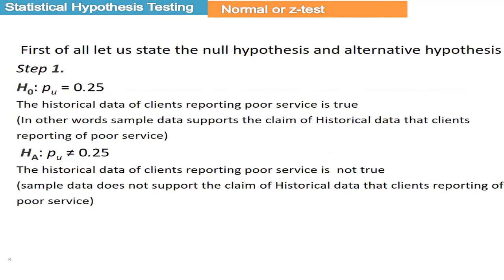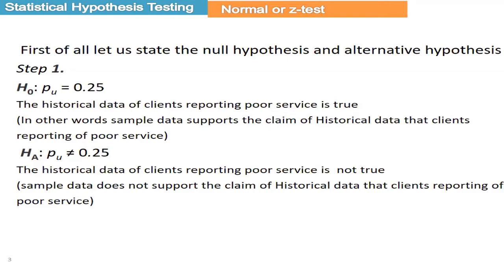First of all, we have to state the null hypothesis and alternative hypothesis. For the null hypothesis, the population proportion, denoted by small p u, is 0.25 or 25%. That is, the historical data of clients reporting poor service is true. We accept the claim from the historical data, or in other words, the sample data support the claim of the historical data.